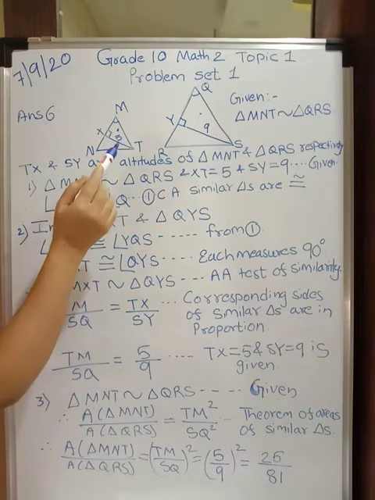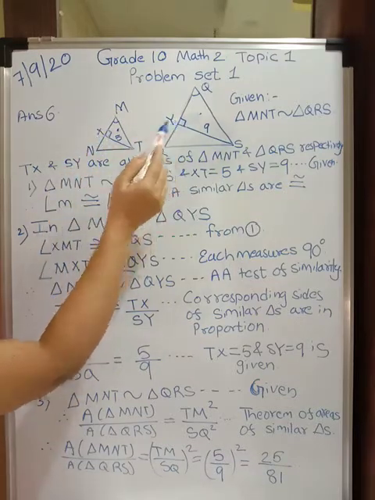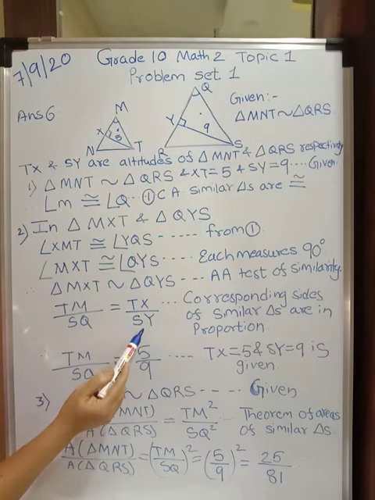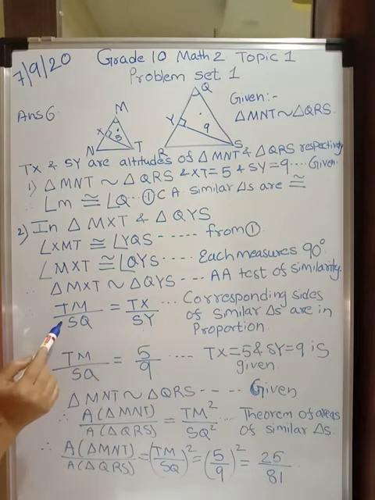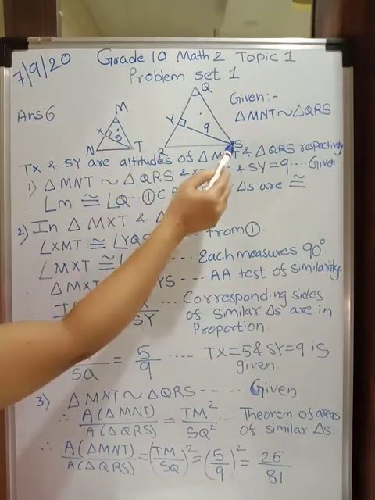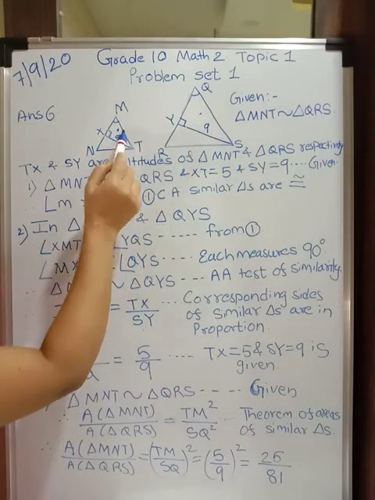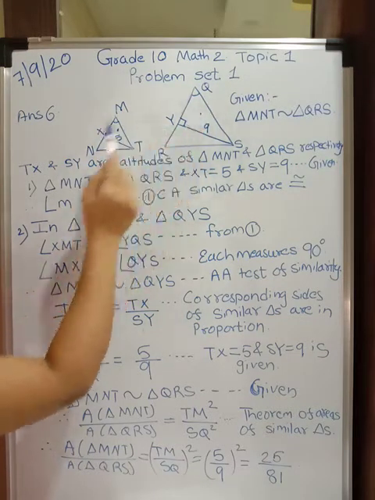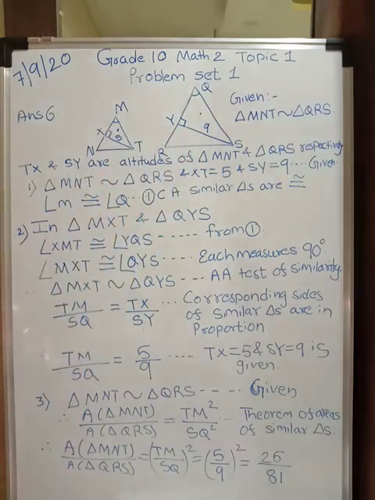Now we already know how much is TX and how much is SY. TX is 5 and SY is 9. And this ratio is equal to this ratio. That means we got TM upon SQ is also 5 upon 9. Once we get TM upon SQ, 5 upon 9, now if you remember the theorem of areas of similar triangles, then we know that the ratio of areas of two similar triangles is equal to the square of their corresponding sides.